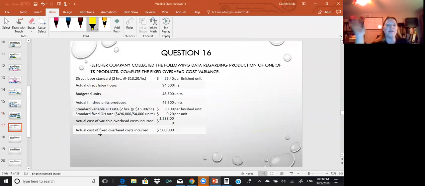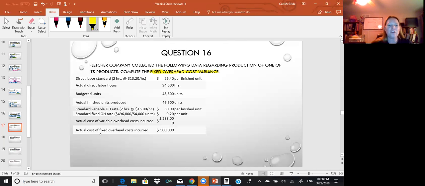Okay, looks like a lot of information here, but it's really not hard because we're not going to use all of it. We want to figure out the fixed overhead cost variance. Fletcher Company collected the following data regarding the production of one of its products. We just want to compute the fixed overhead cost variance. To get the variance, we have to have actual, and then we have to have the budgeted amount, right?